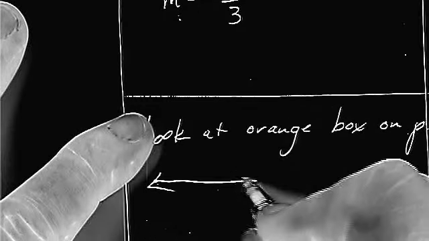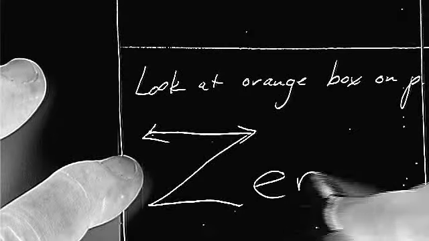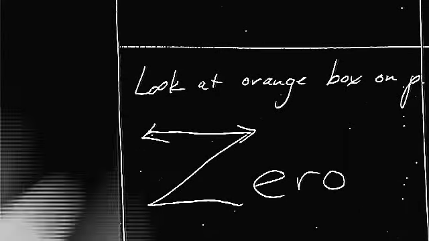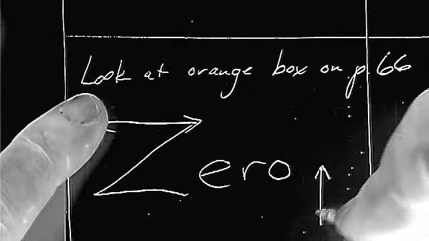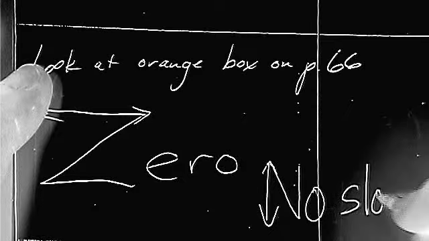Okay, so the slope of a horizontal line is 0. I hope you know that. The slope of a horizontal line is 0. And the slope of a vertical line, well, there is no slope.